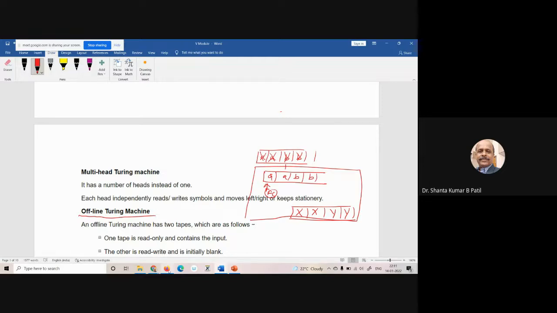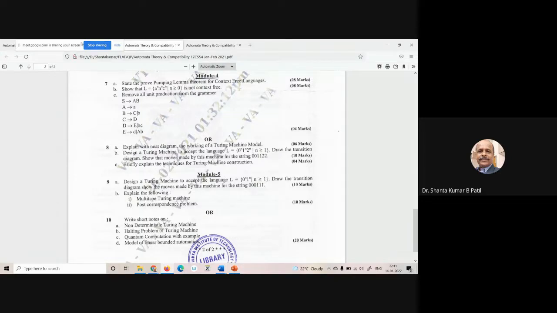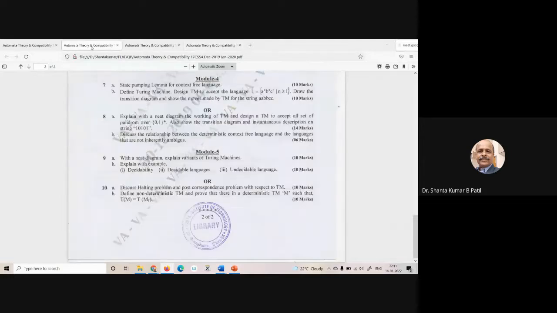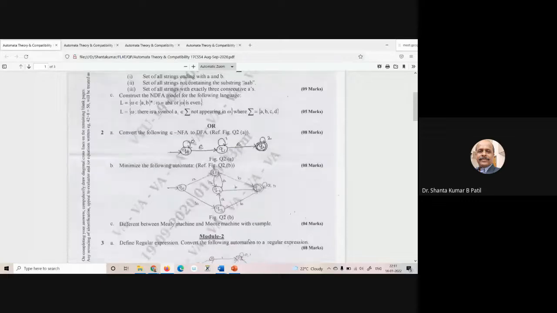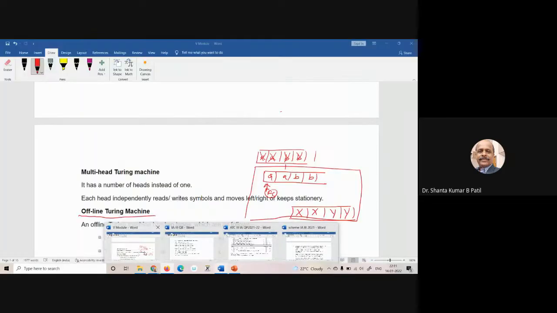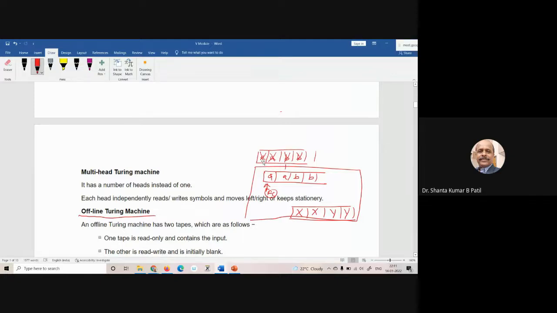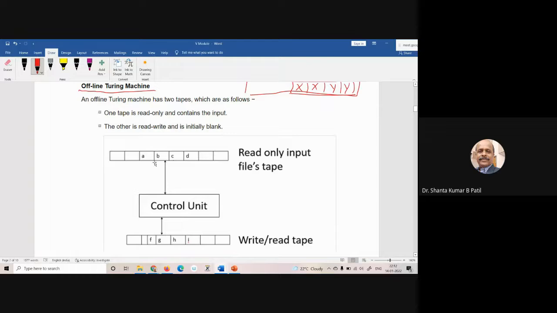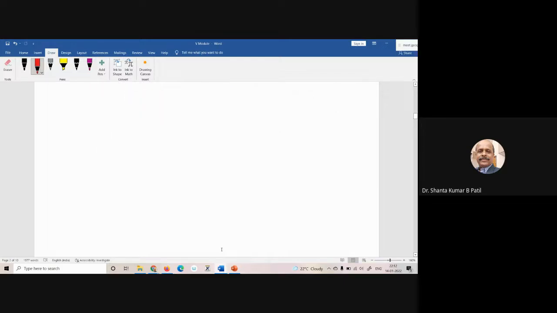A question on the offline Turing machine is there in the external exam also. I'm not finding the question, but it has been asked one or two times. So instead of overwriting the input symbol by the tape symbols, a separate tape is used for the input symbol and for the tape symbol. Such a type of Turing machine we can call an offline Turing machine. You can find here that this is for storing the input symbol, and this is for storing the tape symbol.